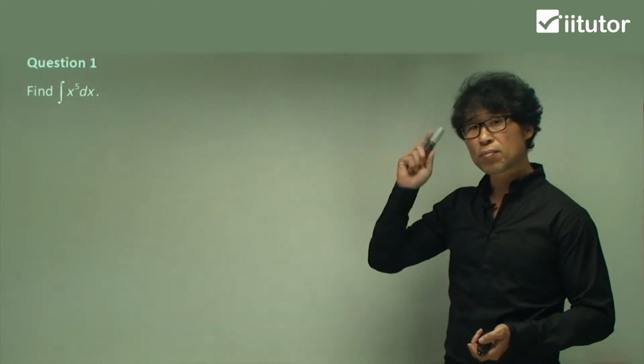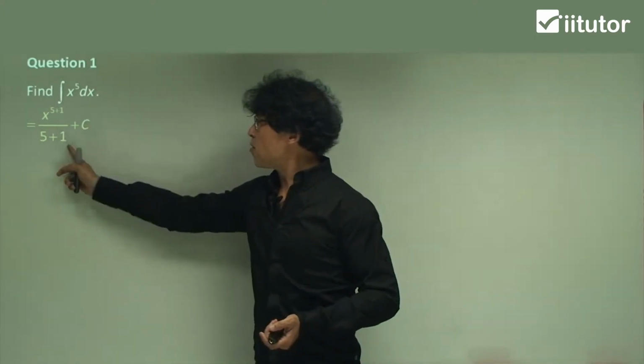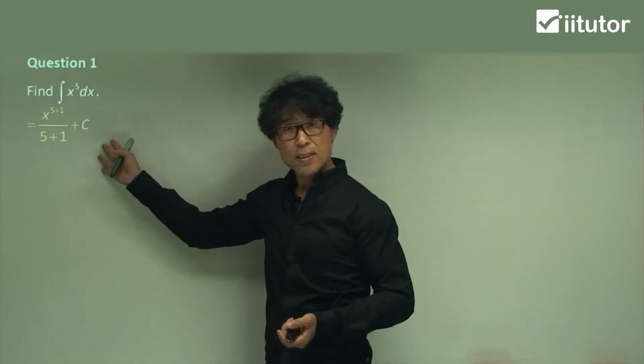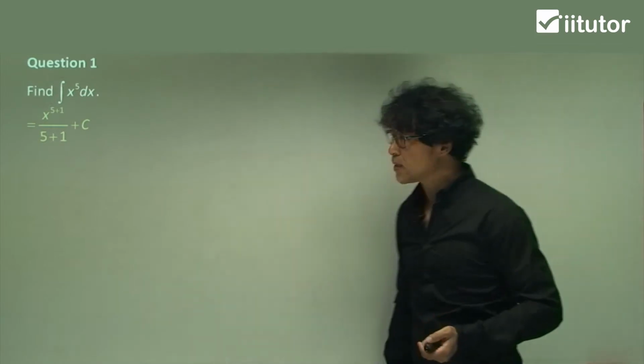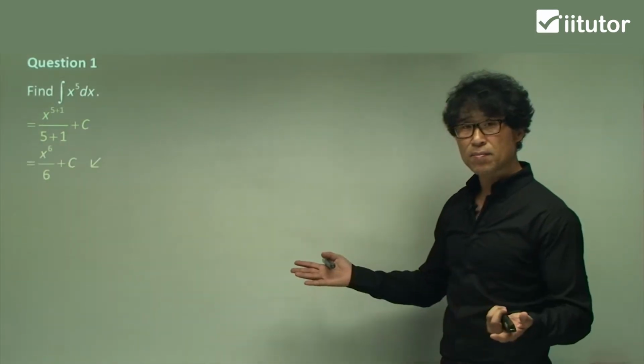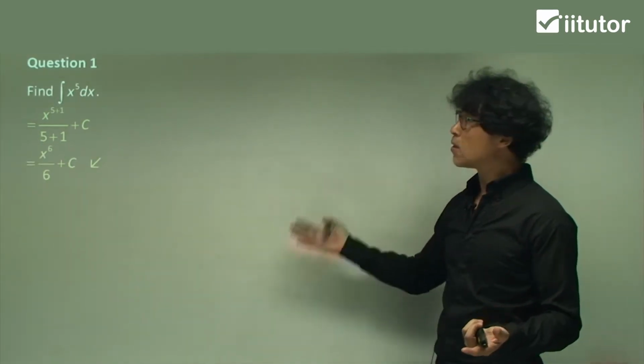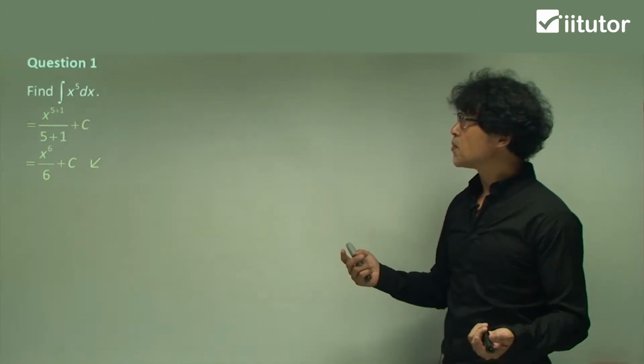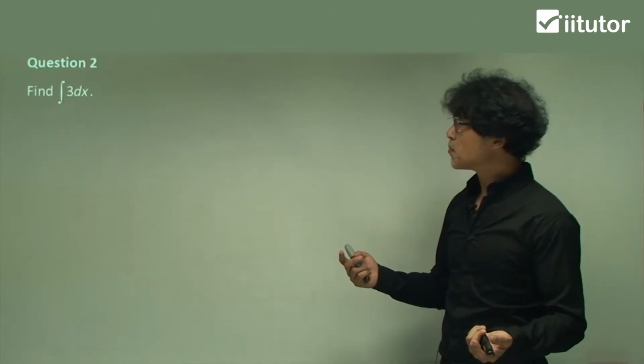The first question, add 1 to the power, and divide by the new power. So 5 plus 1, 5 plus 1, and plus c at the end. Easy peasy, isn't it? And then simplify. So that is basically it. That's the first question. We jump on to the next one.